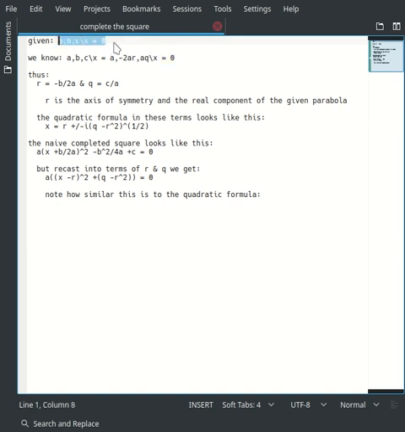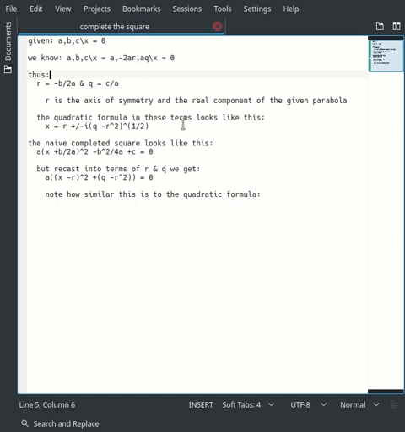a trinomial, and right, so ax squared plus bx plus c equals 0. Now we know from playing around with this earlier that that is the same as ax squared minus 2arx plus aq equals 0, where r is negative b on 2a and q is c on a. And r on its own is the axis of symmetry and the real component of the solutions to the given parabola, which is why I named it r.